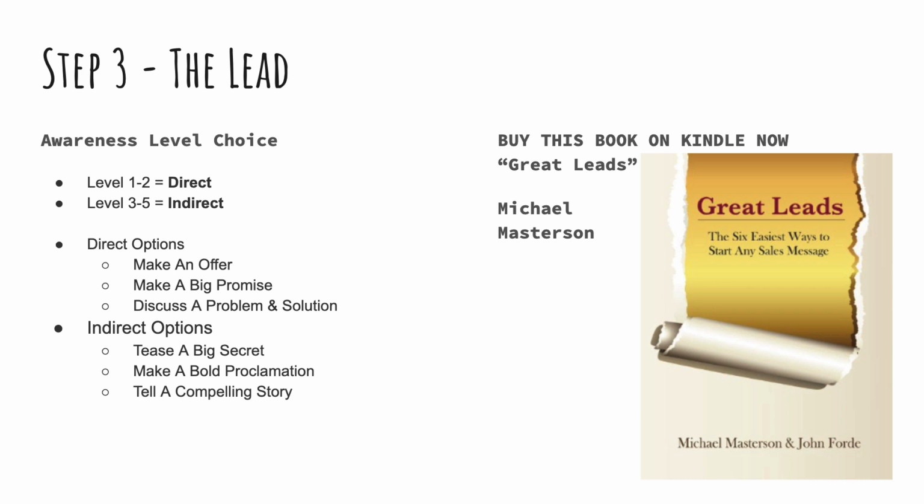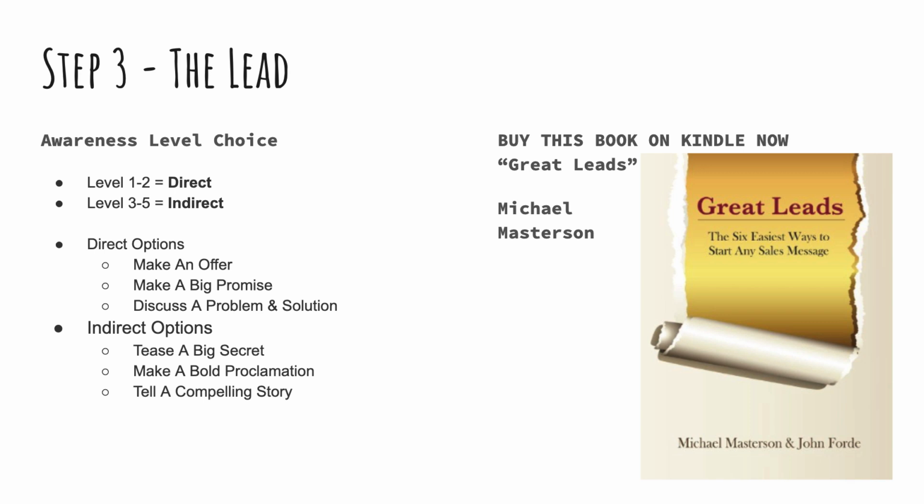So if you choose level 1, you can either choose a direct option of making an offer, making a really big promise, or discussing a problem and solution. All 3 of those options are really solid for constructing a lead into your sales argument, either making them a great offer that they have to learn more about, making a big promise that they want to be paid off on, or discussing a problem and a potential solution in a way that makes them interested to hear more. Indirectly, because they're not nearly as aware as you would want them to be, you have to lead them into a sales argument in a better way.